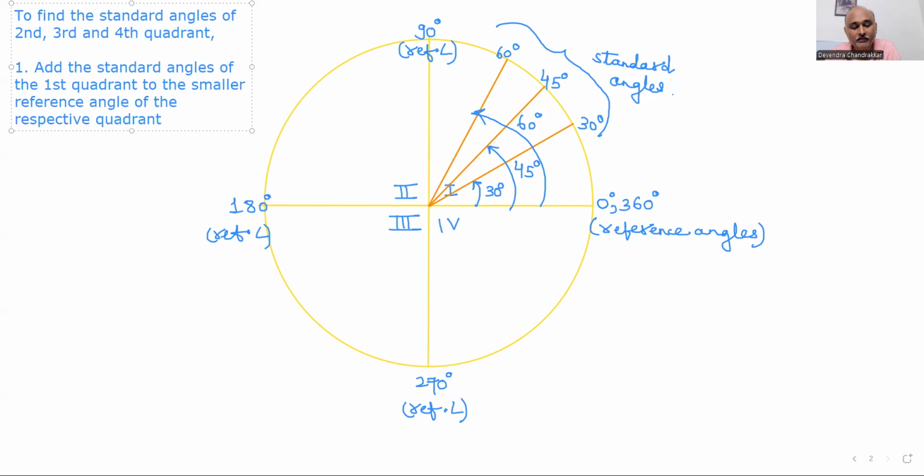Respective का मतलब क्या हुआ बेटा? सेकेंड क्वाड्रेंट का अगर तुम्हें स्टैंडर्ड एंगल निकालना, if you want to find standard angles of second quadrant. Second quadrant has 2 reference angles, 90 and 180. Which one of these is smaller one? Bolo? 90 degrees. Obviously 90 degrees. So add all the standard angles of first quadrant to 90 degrees. You will get the standard angles of second quadrant. Understood? आप 90 degree में add the standard angles of the first quadrant, you will get the standard angles of second quadrant. Understood? Yes or no?